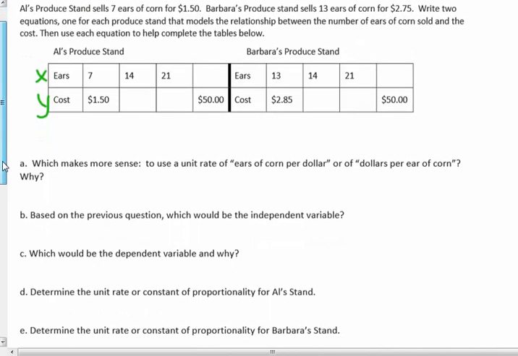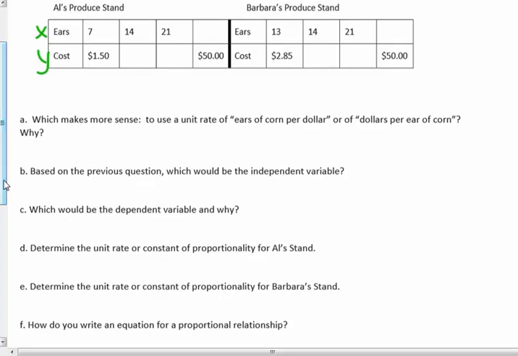Okay, so I guess I got to answer these questions first. Which makes more sense to use as the unit rate? Ears of corn per dollar. So how many ears can you get for $1? Or dollars per ear of corn. Whoops, I said that backwards. Dollars per ear of corn. Well, you can only buy one ear of, you can't buy part of an ear of corn, can you? No. So this makes sense. Per one ear. Plus, I know money always comes first. So money's good. Dollars per ear of corn makes sense.